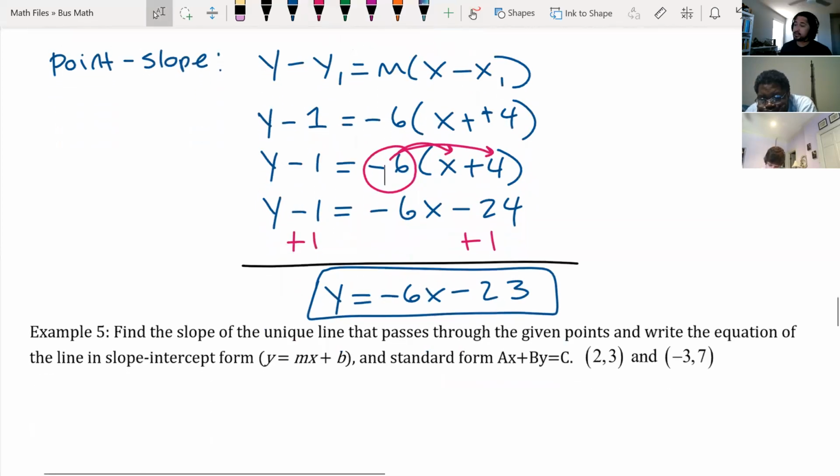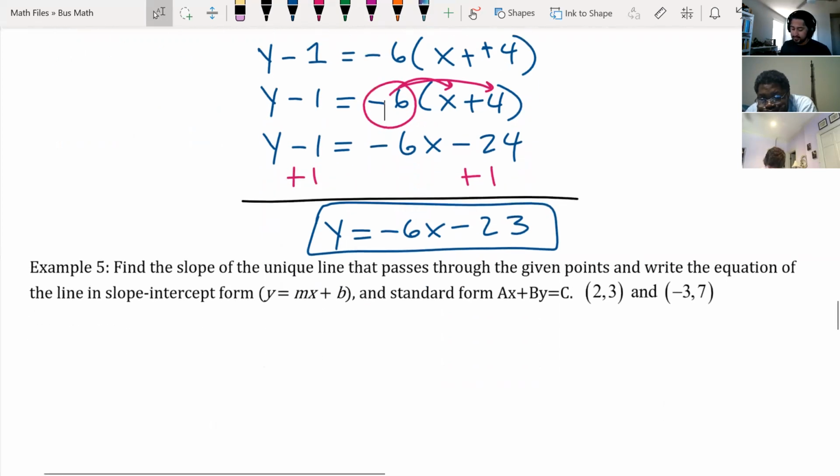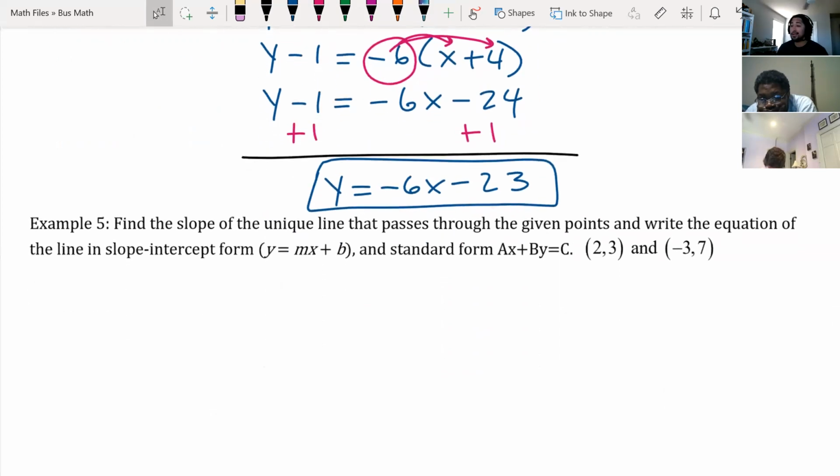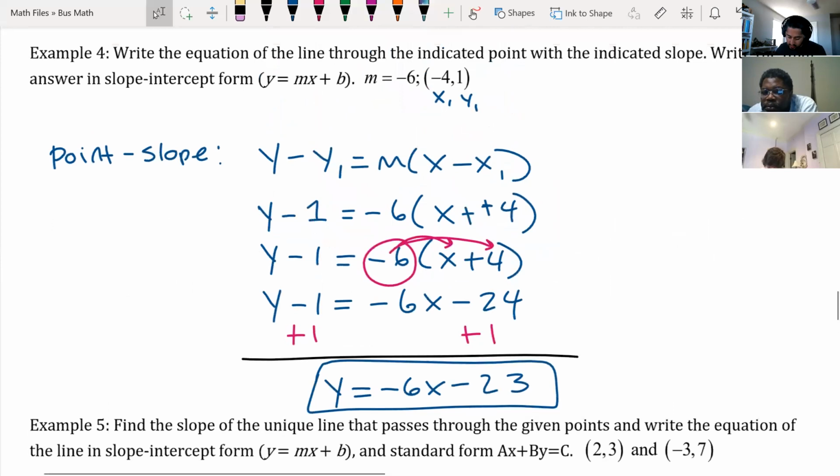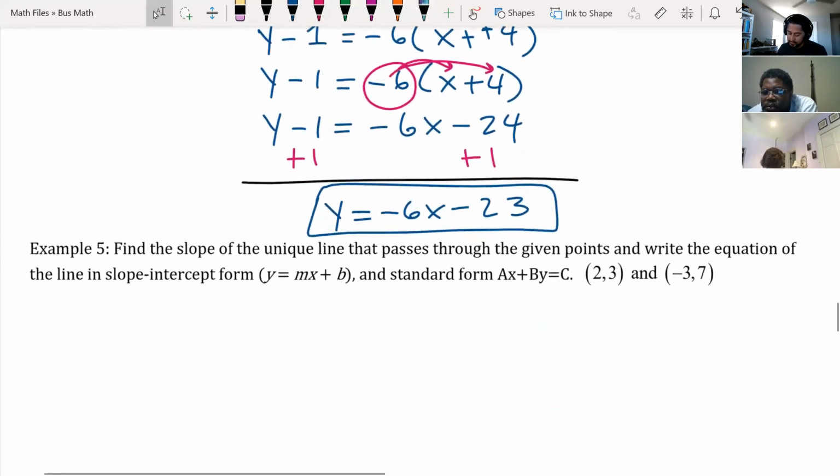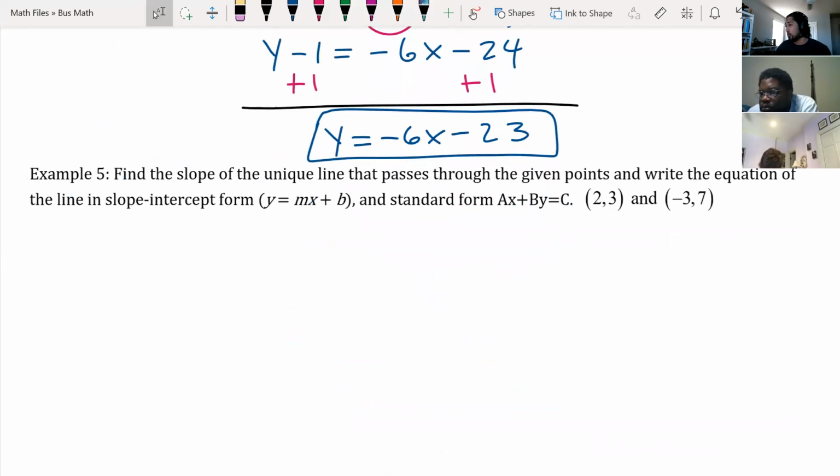Okay. So that's how you find the equation of a line given the information. We're going to do it again for number 5, but this time in number 5, it's only giving us 2 points. So this says find the slope of the unique line that passes through the given points and write the equation of the line in slope intercept form. Oh, and then it says write it in standard form as well. Okay. Did the last one say standard form? No. Okay. Perfect. So we have a work cut out for us, but we do know something, right?